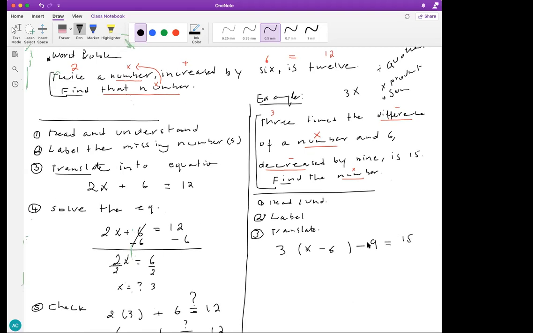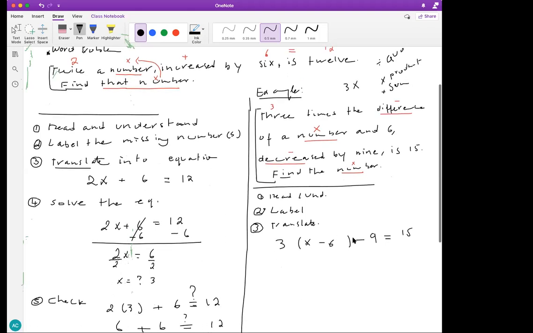So that's the most important thing here again, to get the right equation. So 3 times the difference. Difference means to subtract two things. If it says quotient, then you would use a division here. Product, multiplication. Sum will be addition, as we explained. 3 times the difference decreased by 9 is 15. So that's our equation. Next, we solve it.